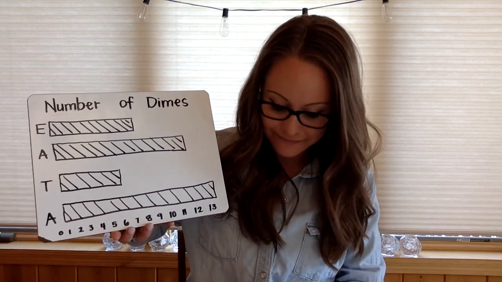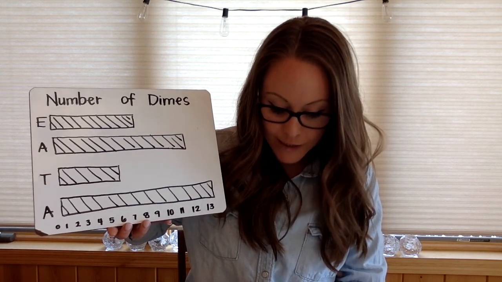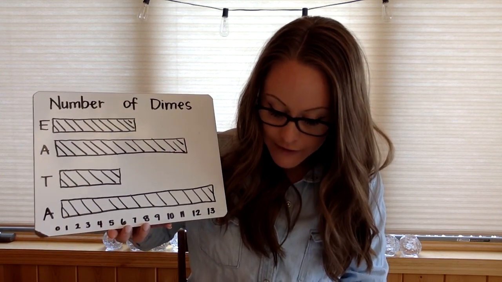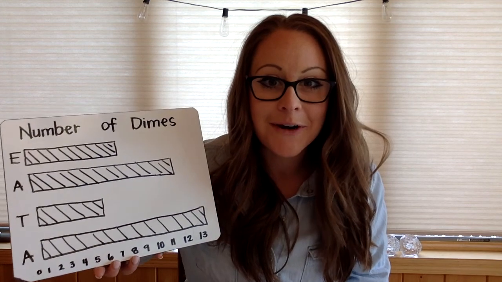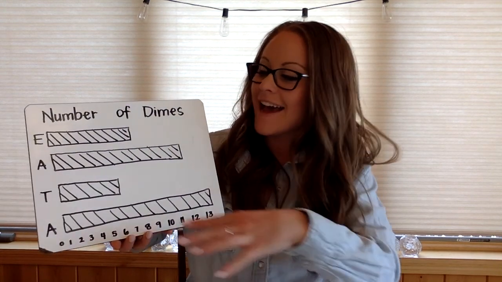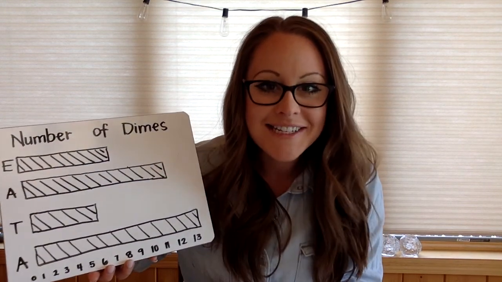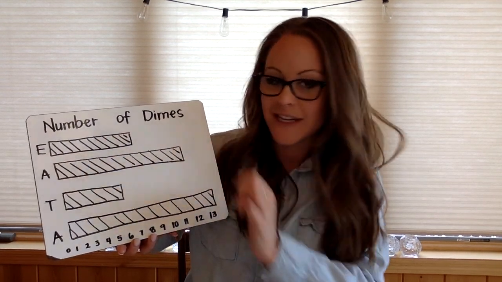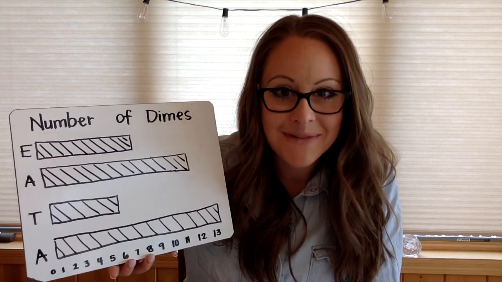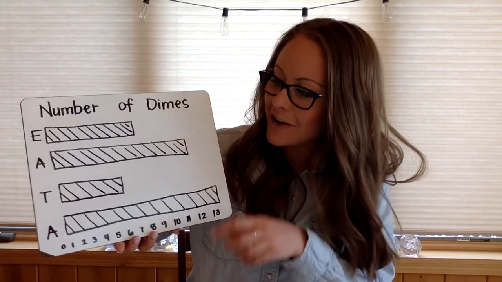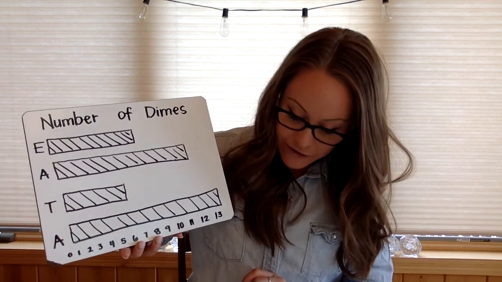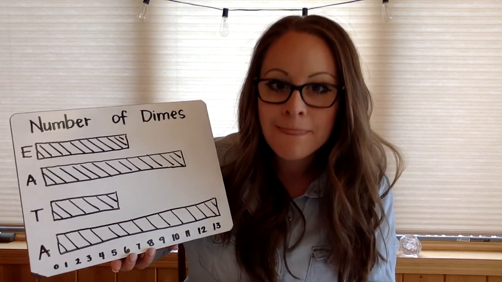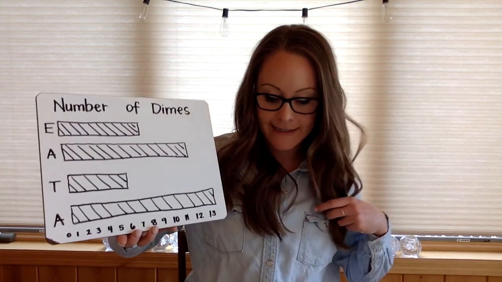We have one more. Letter D says, what is the total number of dimes if all the students combine all their money? Okay, so if we add all of them up, how many dimes are we going to get? So we already figured out that these two put together, that was 21 dimes, right? And we figured out that Thomas plus Andrew was 18. So we have to figure out what is 21 plus 18.